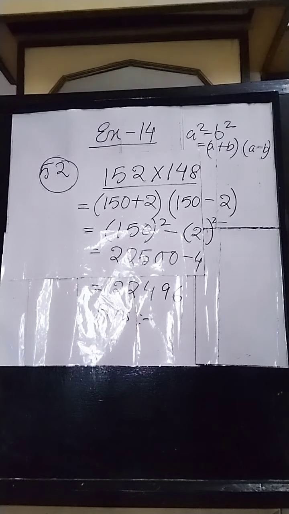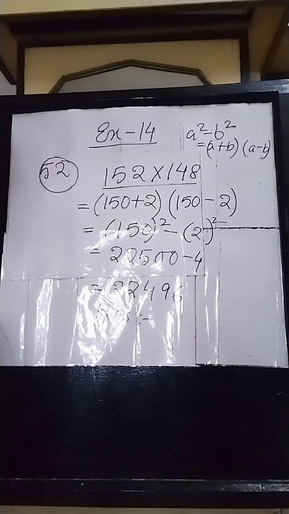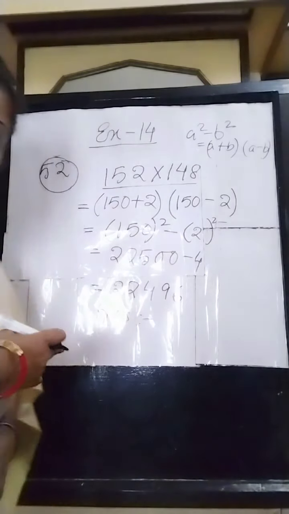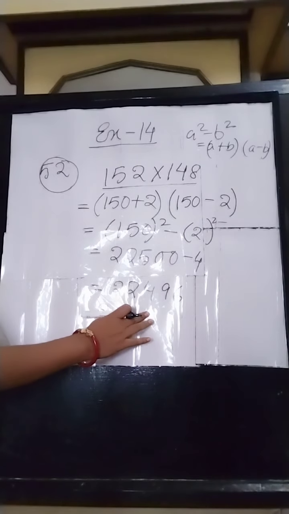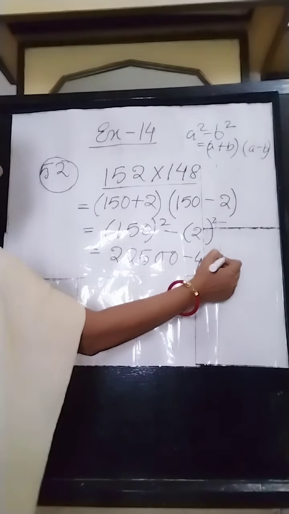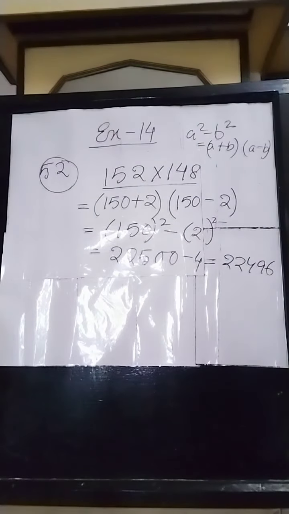So this numerical you will solve in this way, by applying the formula a square minus b square is equal to (a plus b) into (a minus b). By applying this formula you can easily solve the sum, and we have got the answer 22496. I can write it over here also, is equal to 22496. This is the answer of the sum.